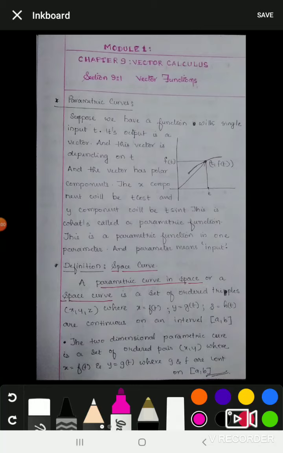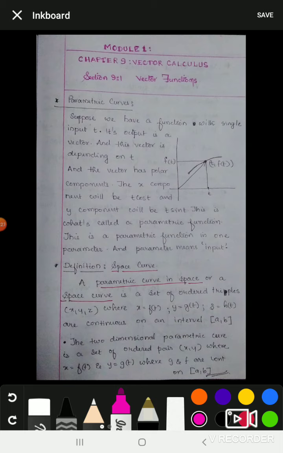Today we start with Module 1, Chapter 9, Vector Calculus of the text Advanced Engineering Mathematics by Dennis G. Zill. We are moving on to section 9.1, Vector Functions. So before defining vector functions, we will discuss something about parametric curves.